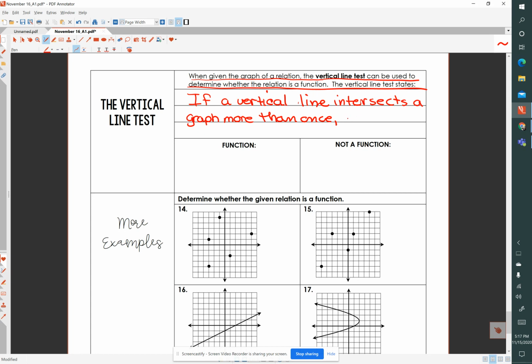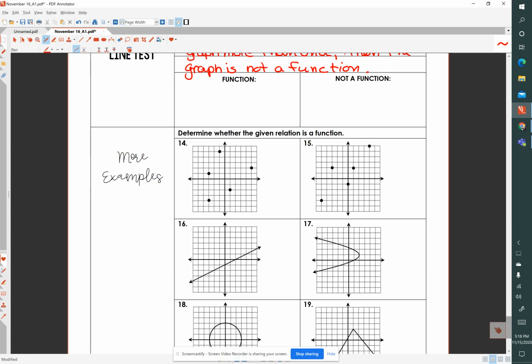So then the graph is not a function. And I want to talk about specifically, when I say graph, I'm going to roll this down a little bit. When I say graph, this is what I'm talking about, what I'm highlighting in red here. Okay? I know a lot of students get confused, and when I say graph, they think I'm talking about the coordinate plane.